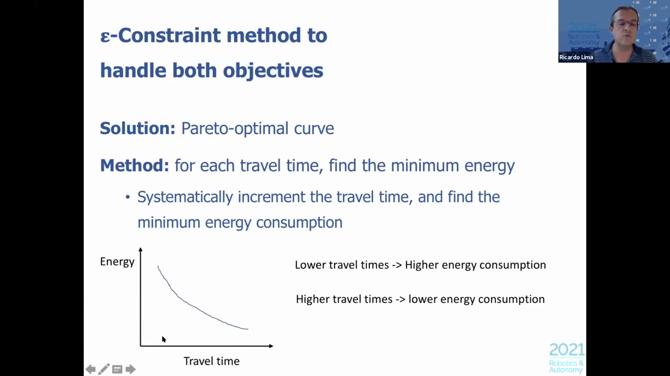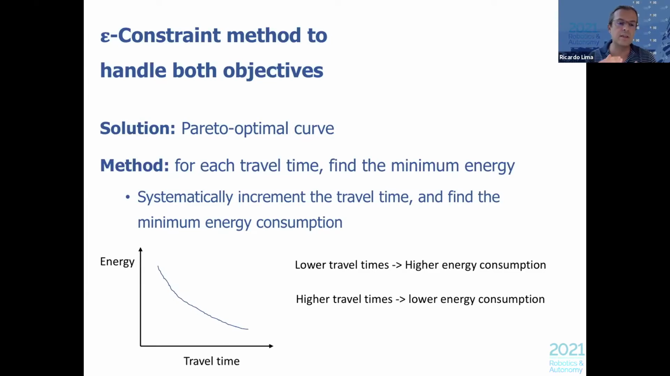Where if you want a minimum time solution, you have to consume a high value of energy. And as you increase the travel time, you decrease the energy consumption. So we developed an algorithm that starts by minimizing the travel time and then systematically increments the travel time and finds what is the minimum energy consumption for that travel time.